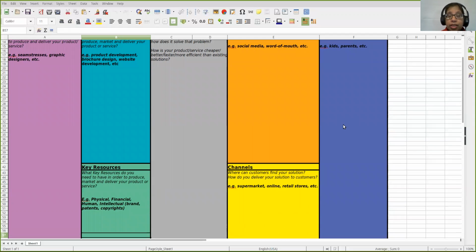Now, key resources may be broken down into different aspects. You may need physical resources. For example, you may need a computer, you may need office chairs, depending on what your business is. You may need equipment, machinery, depending on what your business is, right?